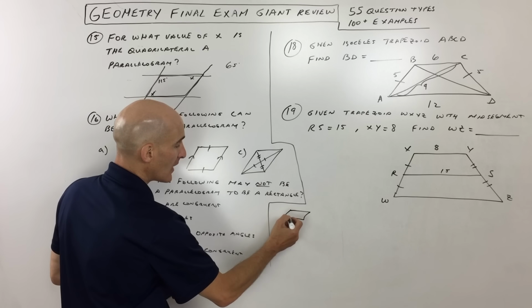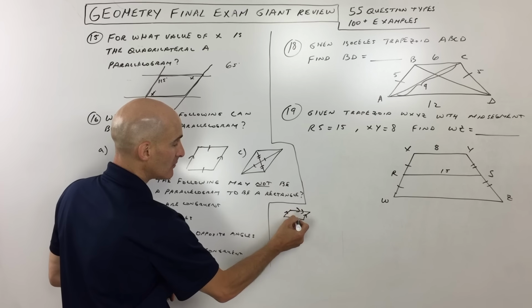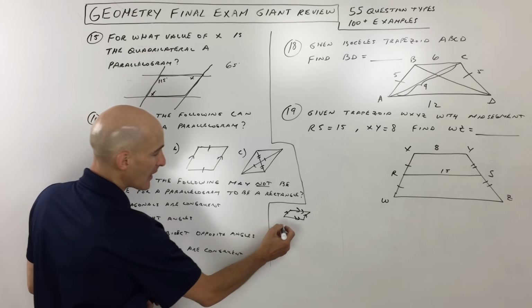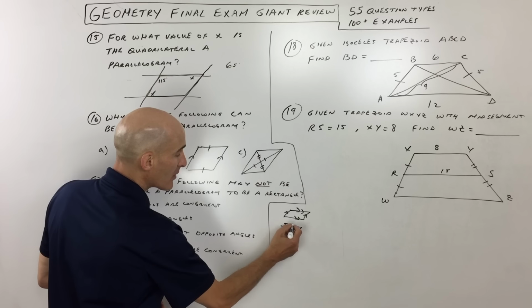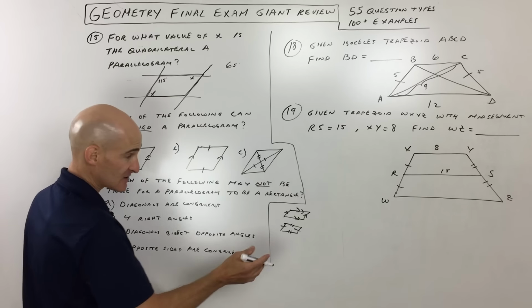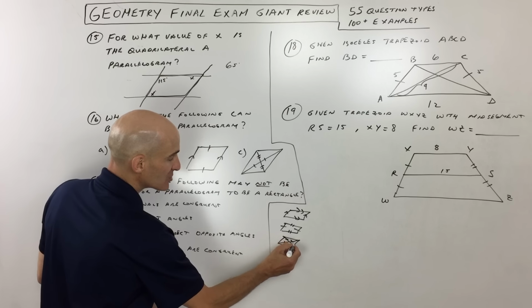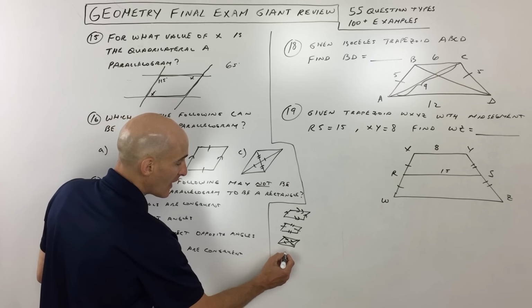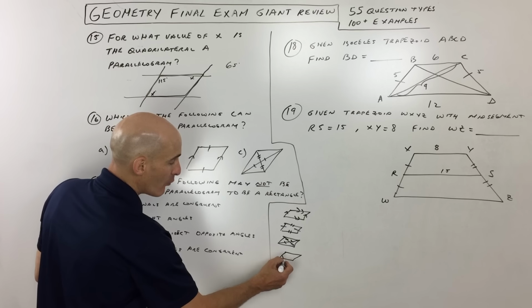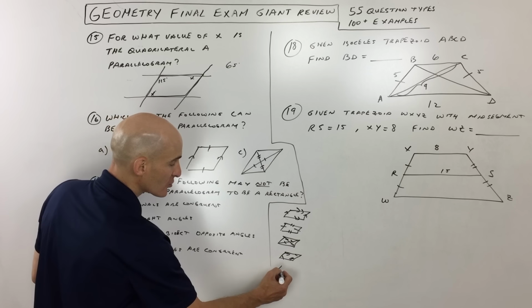You can show that both pairs of opposite sides are parallel. That's the definition of a parallelogram. You can also show that both pairs of opposite sides are congruent, has to be both pairs. You can show that the diagonals bisect each other, they cut each other in half. You can show that both pairs of opposite angles are congruent. So these are congruent, the ones that are across from each other.